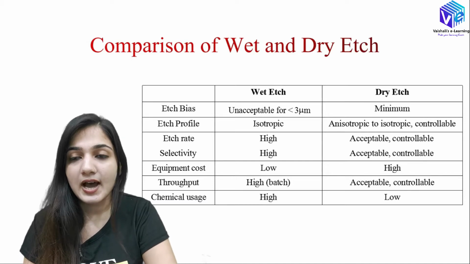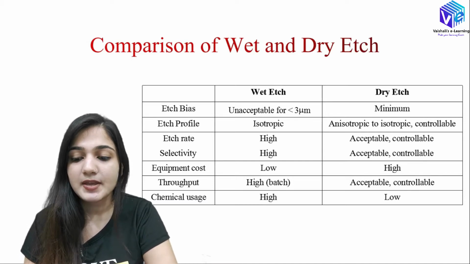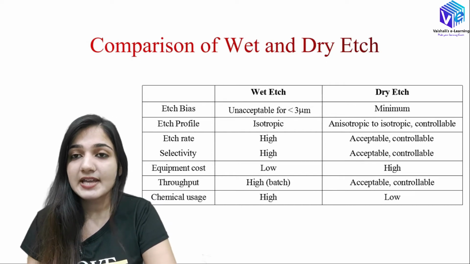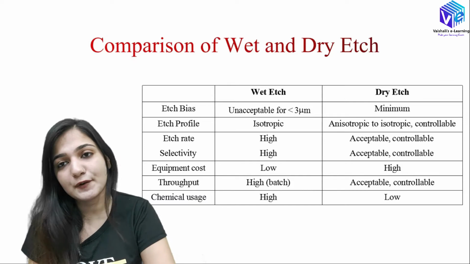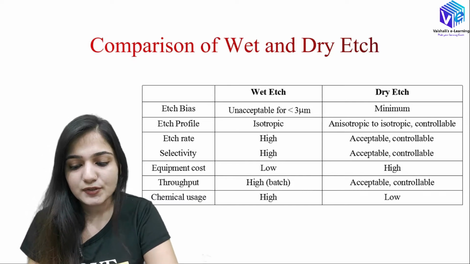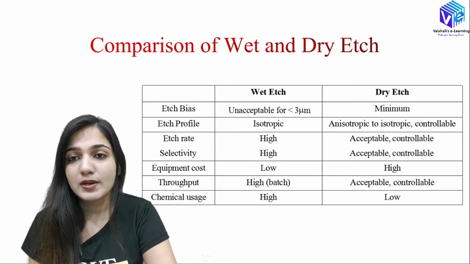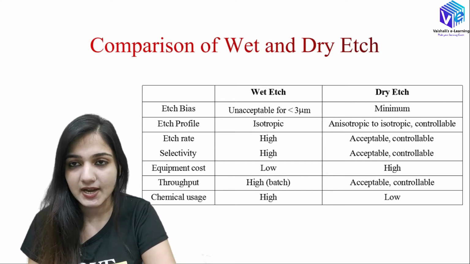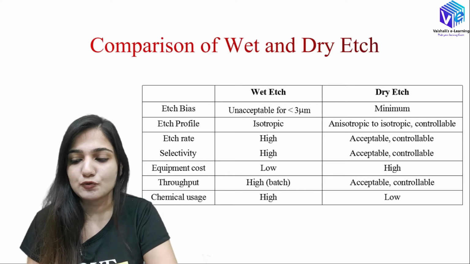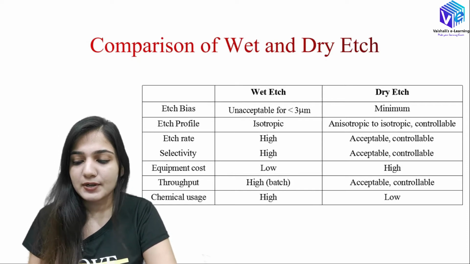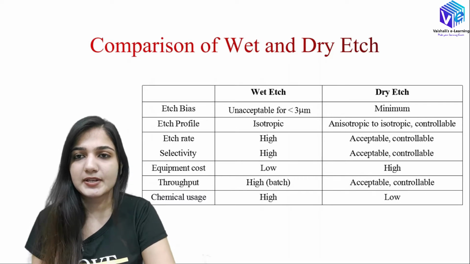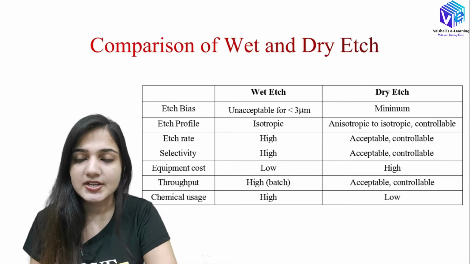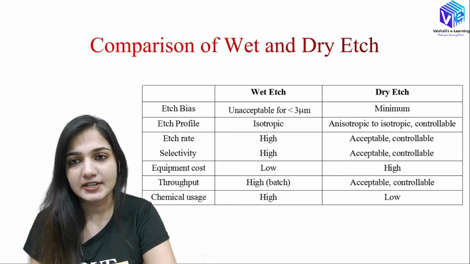The throughput is high in the wet etching because it is a batch system. I have already discussed it, but in the dry etching the throughput is less, but it can also be controlled. Here the chemical usage will be very high in the wet etching, and I have already discussed various types of hazards associated with the chemical usage. In the dry etching we don't have very high usage of chemicals. Chemical usage is very low. So in this manner I can say dry etching is better than the wet etching.